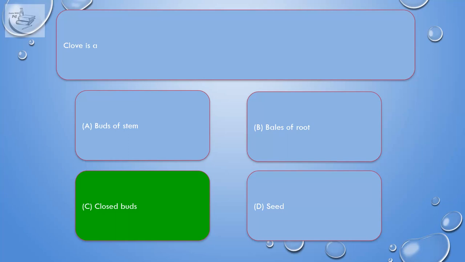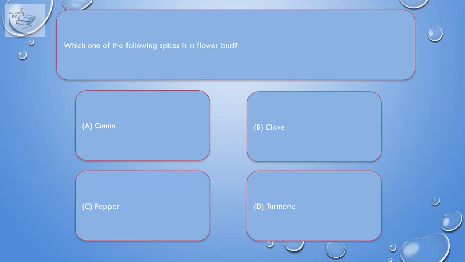Correct answer is C. Closed buds. Question: which one of the following spices is a flower bud? A. Cumin. B. Clove. C. Pepper. D. Turmeric. Correct answer is B. Clove.